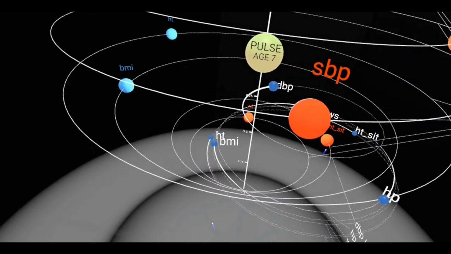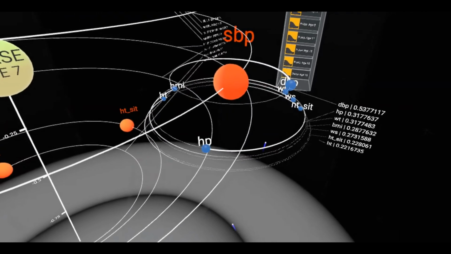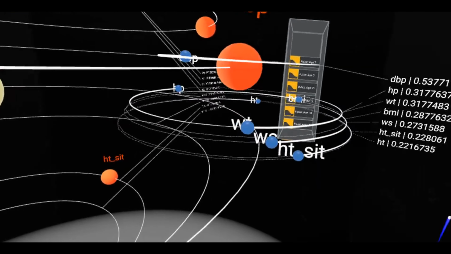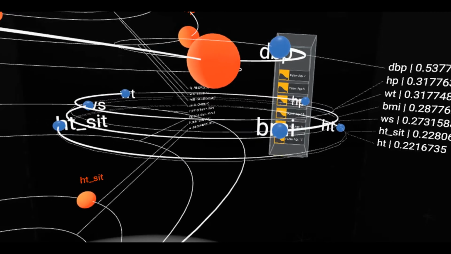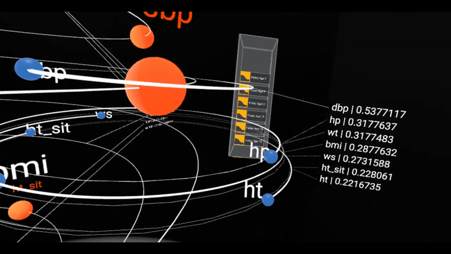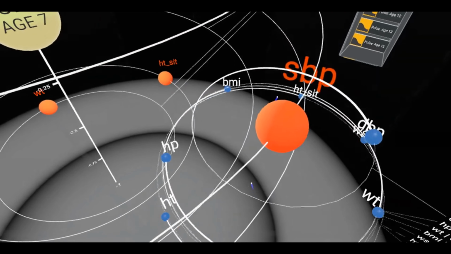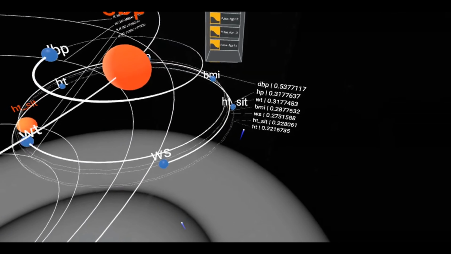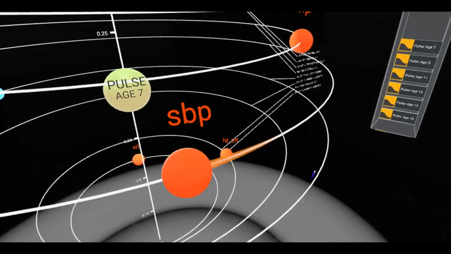So clicking on a planet, pick systolic blood pressure. This opens up some moons around the planet, and these moons are essentially variables, and the structure of this represents the strength of the correlations between these variables and systolic blood pressure. The closer the moon is orbiting the planet, the stronger that correlation. And again, we can see these correlation values in the table to the right-hand side.